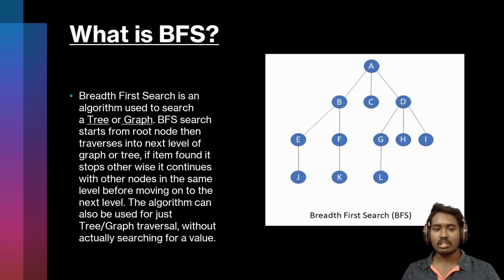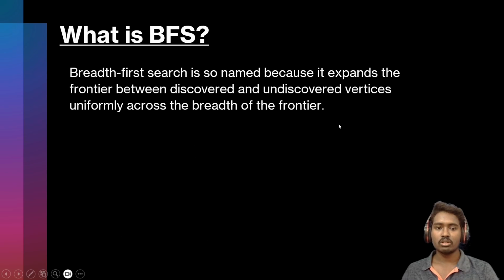In the same way, it finishes a level before moving on to the next level. The algorithm can also be used for just a tree or graph traversal without actually searching for a value. The BFS search is so named because it expands the frontier between discovered and undiscovered vertices uniformly across the breadth of the frontier.